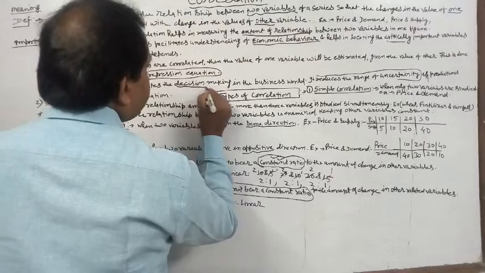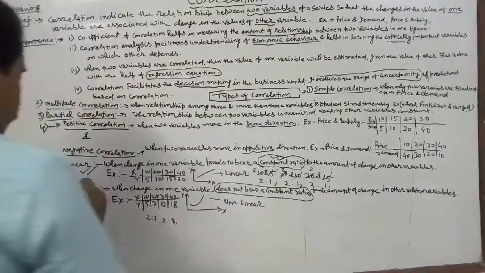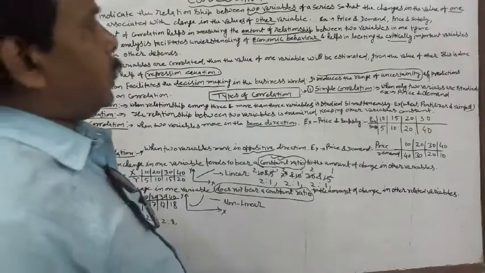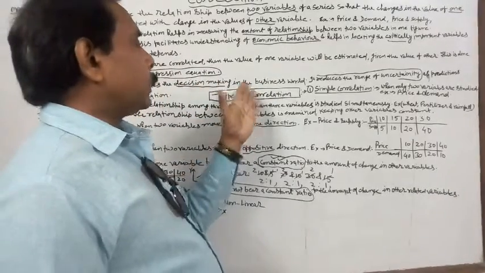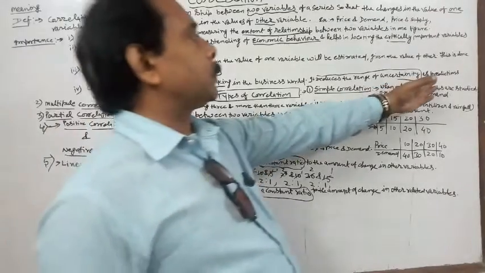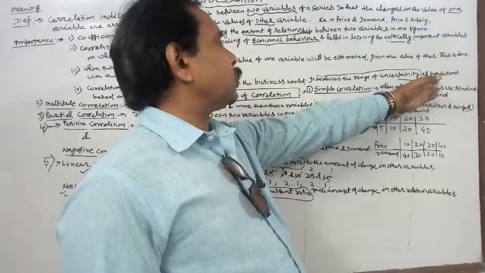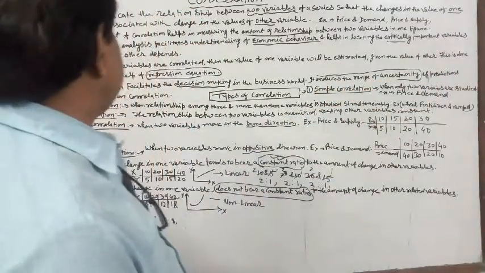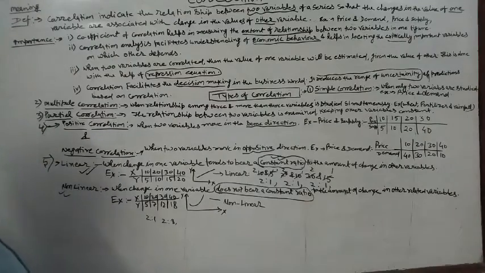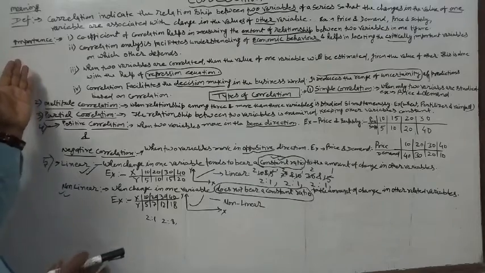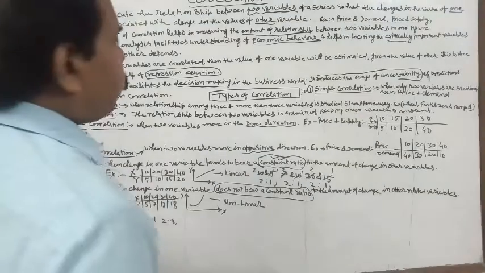Correlation facilitates decision making in business. This is the most important. Correlation helps in decision making in the business world, because if the business is done on the basis of predictions, it will reduce the range of uncertainty. So in this way we can say correlation has great importance.